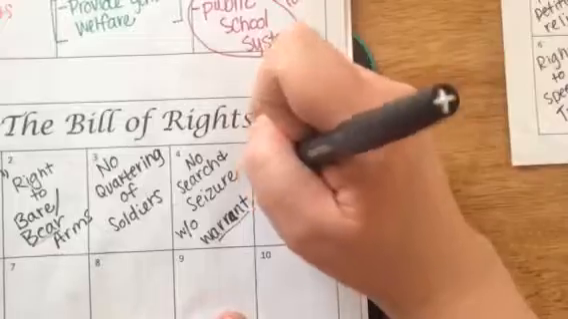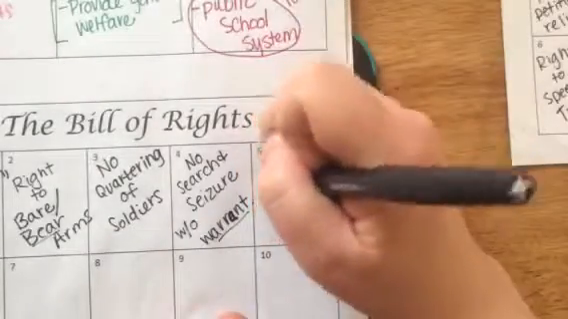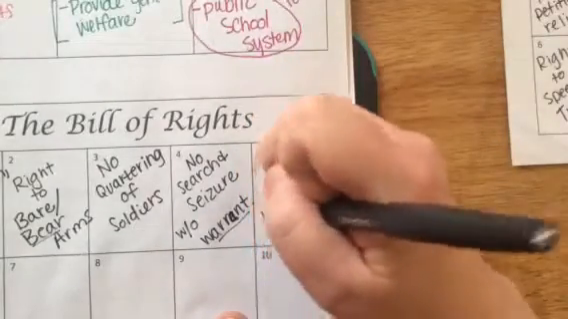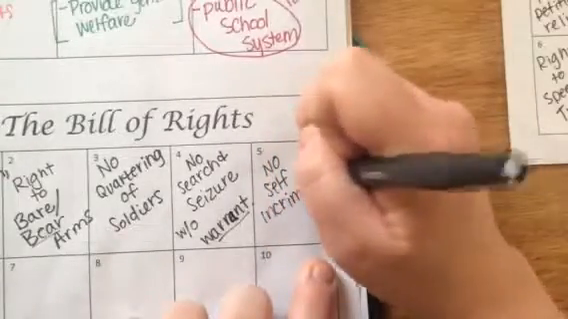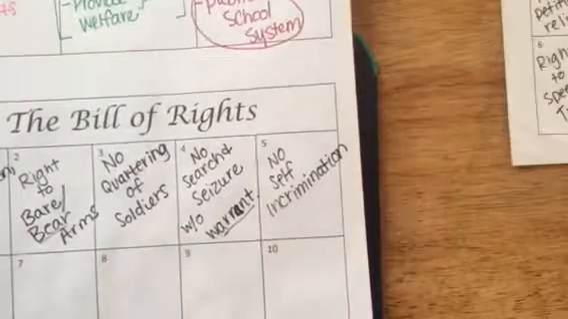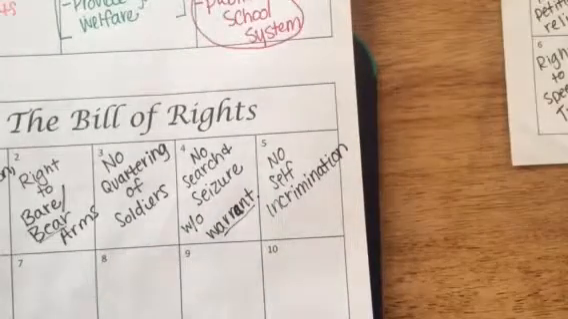Number 5, if you plead the Fifth, you're saying that you're not going to self-incriminate. You're not going to testify against yourself in court. No self-incrimination.